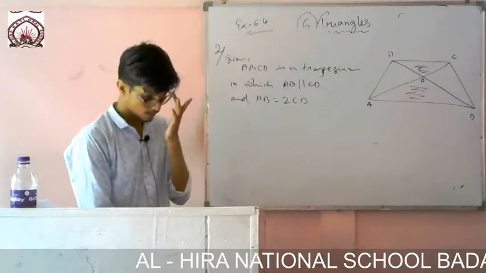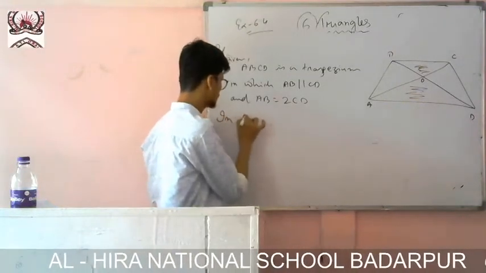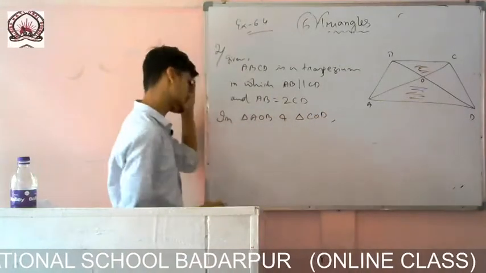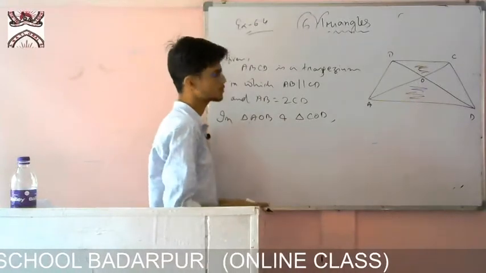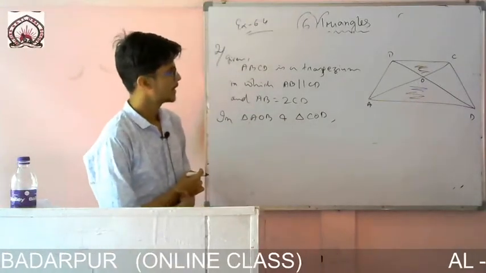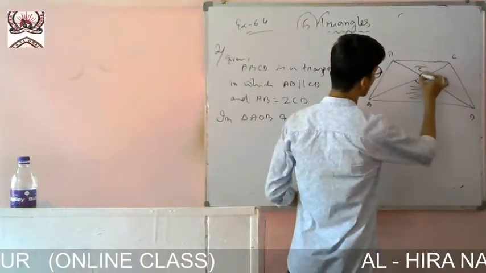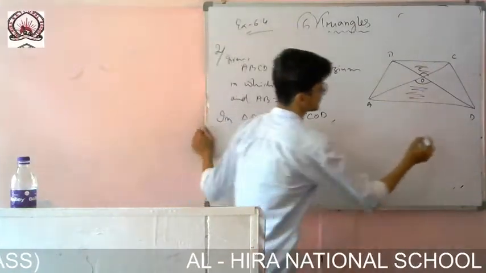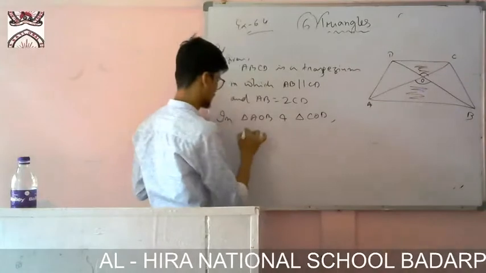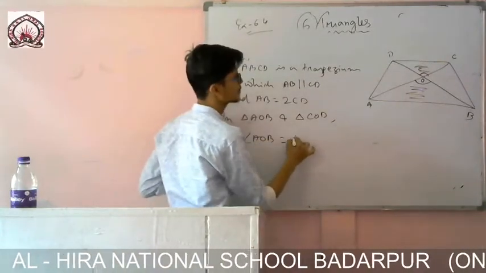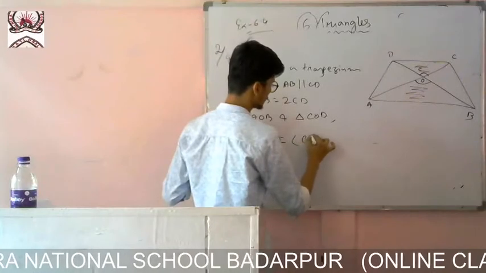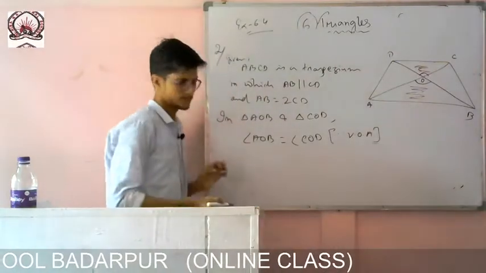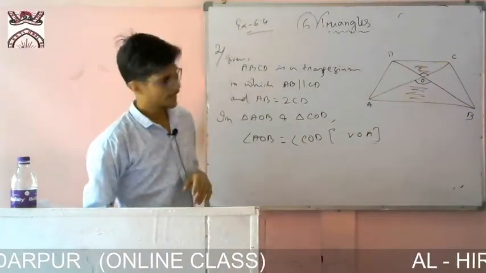So let me write: in triangle AOB and triangle COD, if you see very carefully, these two are vertically opposite angles. You can write it like this: angle AOB is equal to angle DOC, since vertically opposite angles. You write it in full.